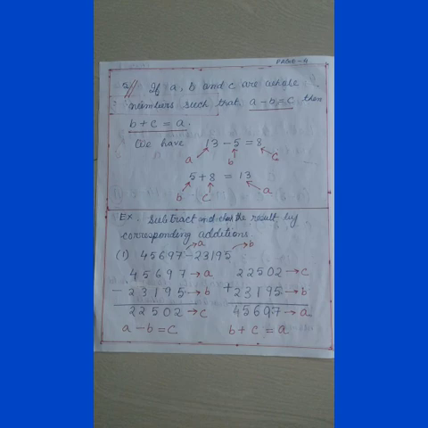B plus C, 22,502 plus B is 23,195. If we add, we have got 45,697, which is equal to A. So B plus C is equal to A. We have got the result.